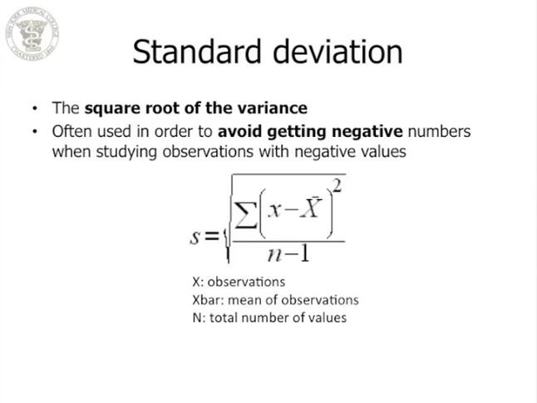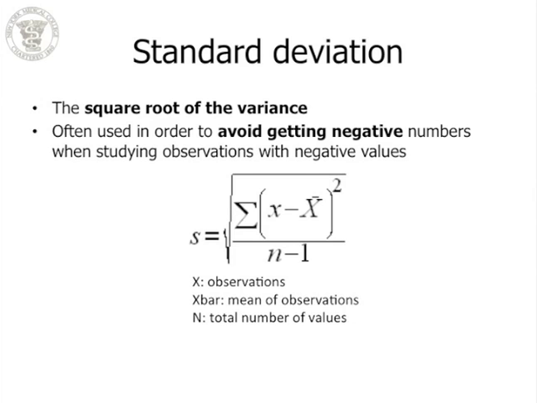This is basically the variance, but you take the square root. Now, the way that you do this is you, again, take each of your values, subtract each by the mean of the set of values, square them, sum them all together, divide by n minus 1, and take the square root of everything.